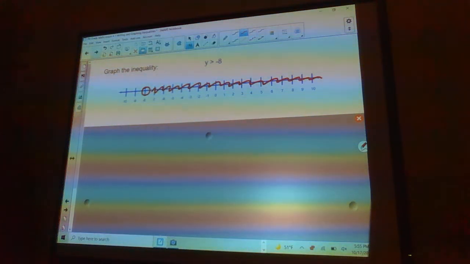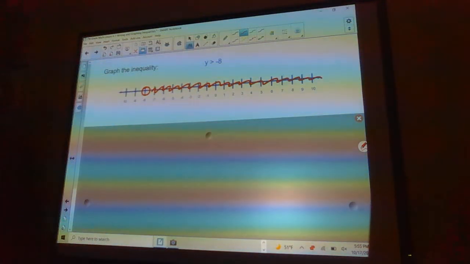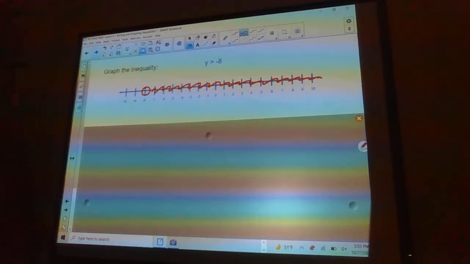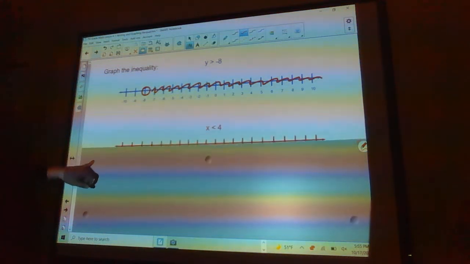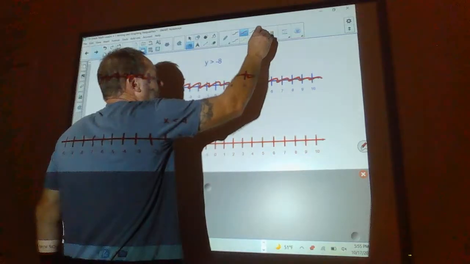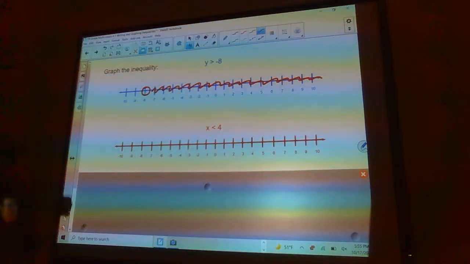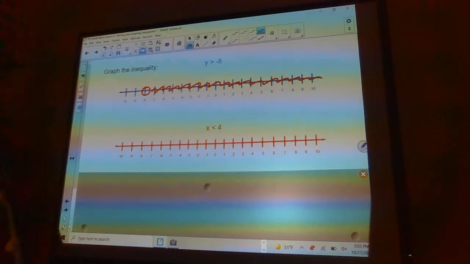That's why we said earlier there can be more than one solution. This has an infinite number of solutions. Anything bigger than negative 8 is an answer to this. Okay. On this one, x has got to be less than 4. So, why don't you pause the video, try this out, and then jump back on and see how you did.